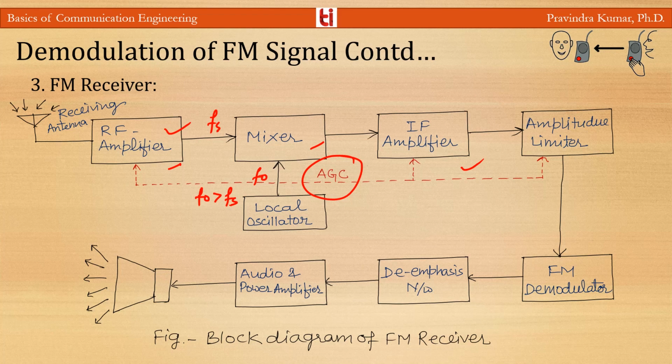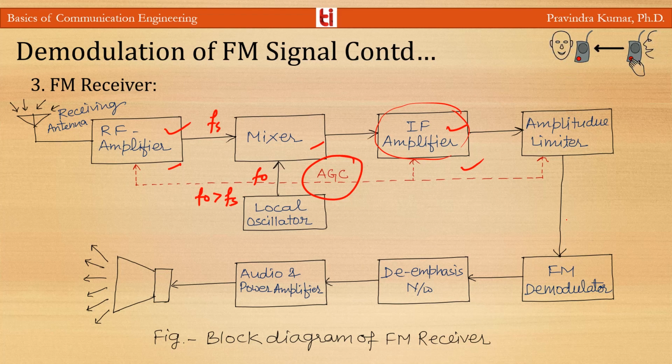And the next stage is the IF amplifier. The IF amplifiers used in the FM receiver are similar to those used in the AM receiver, but the IF bandwidth requirement is much higher than in the AM receiver. Due to the large bandwidth, the gain per stage will be low, so two or more IF amplifier stages are required in the FM receiver. These amplifiers are cascaded together.